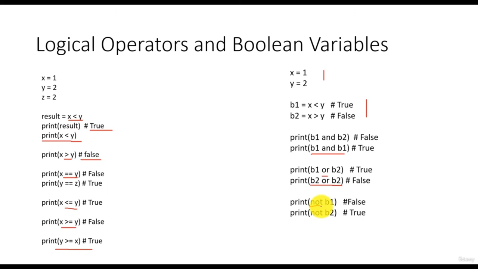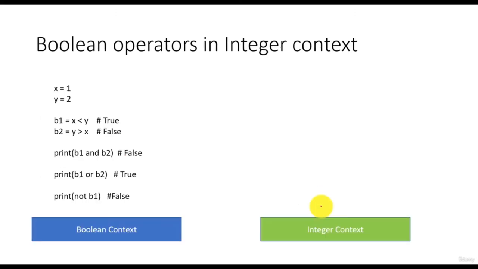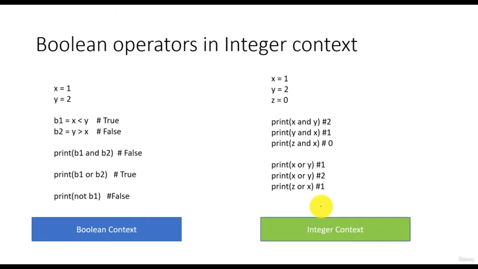Okay. So far we discussed these operators AND, OR and NOT in the Boolean context, where we assumed that the operands are the Boolean variables. Next, we will discuss these operators in the integer context, where the operands are some integer values. So this is the Boolean context of Boolean operators discussed so far. Now let us see how these operators behave in the integer context, that is when the operands are the integer values. Let us say we have three variables x, y, z, the value being 1, 2 and 0. And as we discussed in Python, 0 is considered as false and any other value is considered as true.